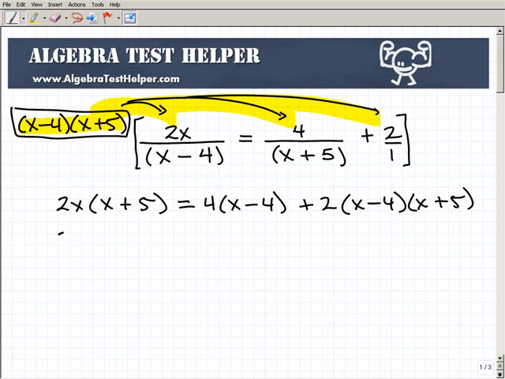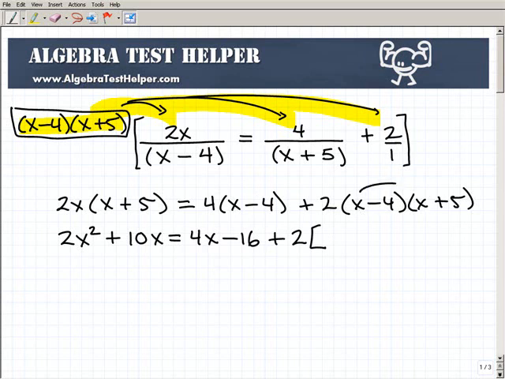So I'm going to do the distributive property here. I'm going to get 2x squared plus 10x. Once again, if you don't know what I'm doing, then you want to head over to our site and work on some basic equations. This is going to be 4x minus 16, just distributing that 4, plus 2 times, so this is going to be x minus 4 times x plus 5.